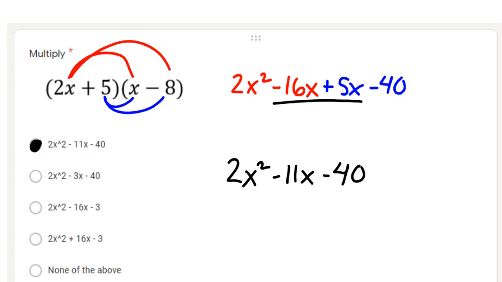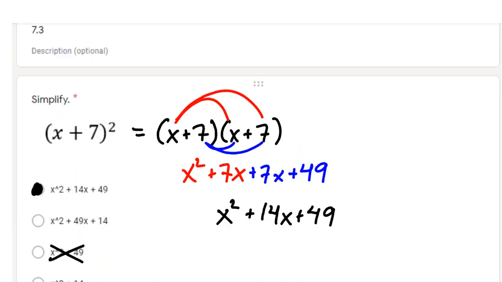Make sure we've done 2x squared minus 11x minus 40. Yep, looks good so far.